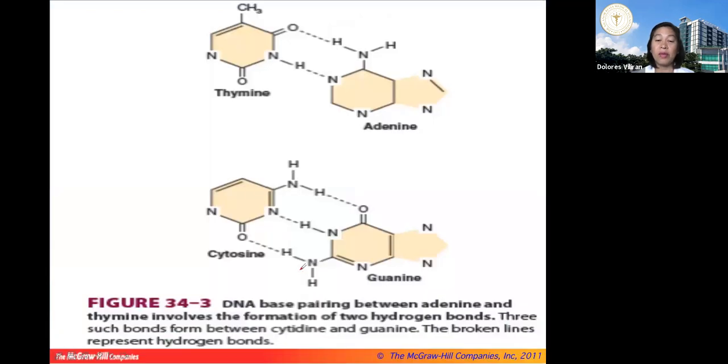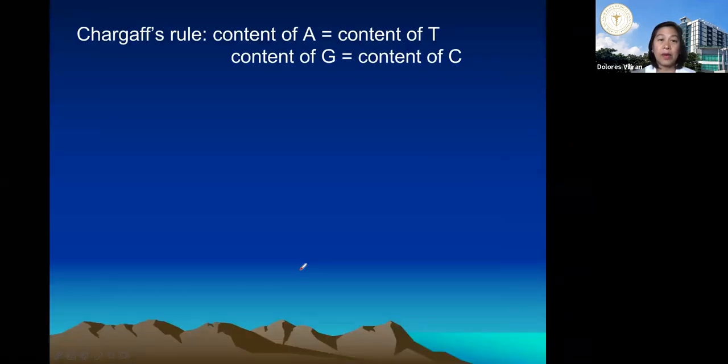So you have more hydrogen bonds between cytosine and guanine, while for thymine and adenine, you have only 2 hydrogen bonds. And this will explain why you have a more stable pair for cytosine and guanine compared to thymine and adenine. Then according to Chargaff's rule, the content of A is equivalent to the content of T, while the content of G is equivalent to the content of C. So in the laboratory, if you're going to analyze the DNA molecule with its composition of nucleotides, you can simply analyze one base and you can predict the other 3 bases.